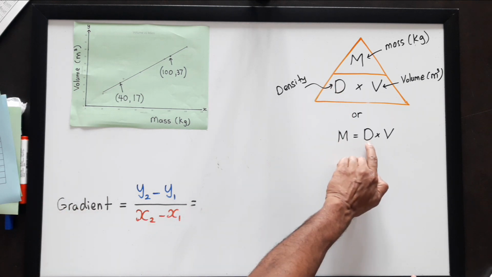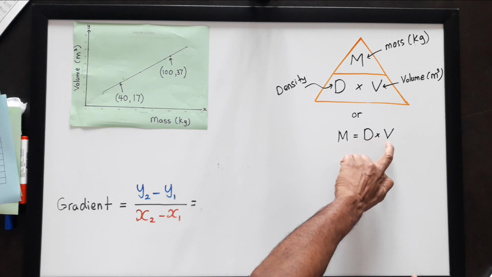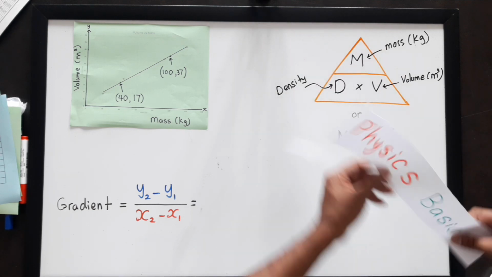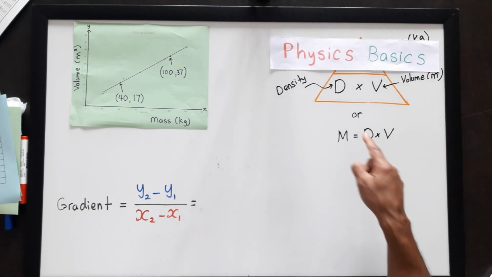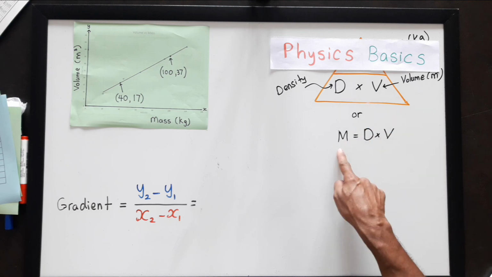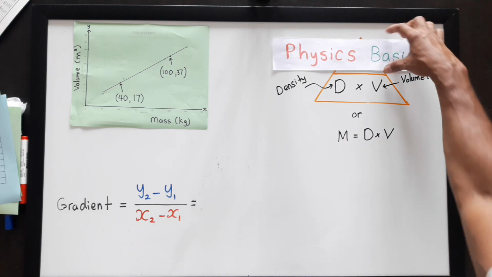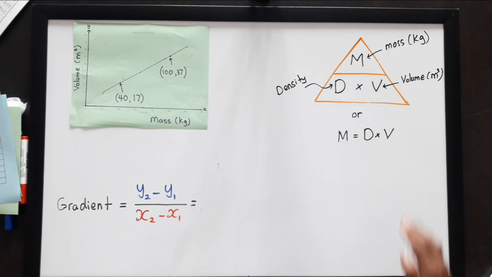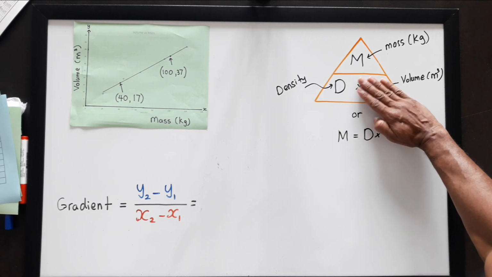Mass is equal to density multiplied by volume. And of course, if you block the m, once more, if you block the m, mass is equal to density multiplied by volume. It's the same formula. And once again, to find any letter, you block that particular letter. For example, volume is what?